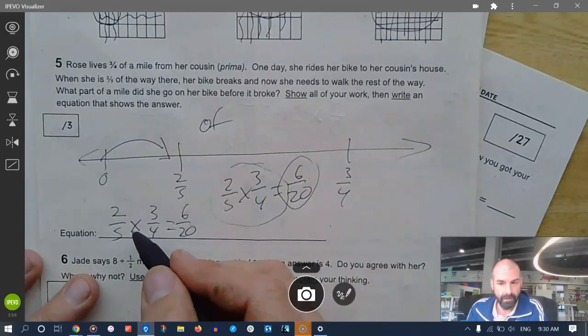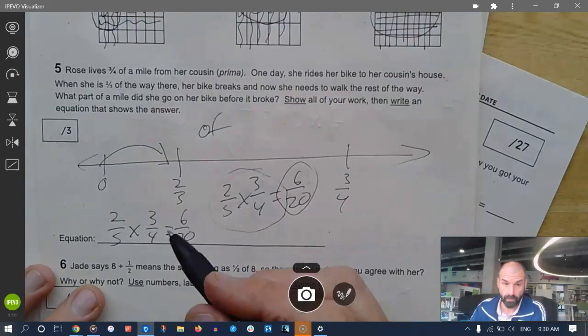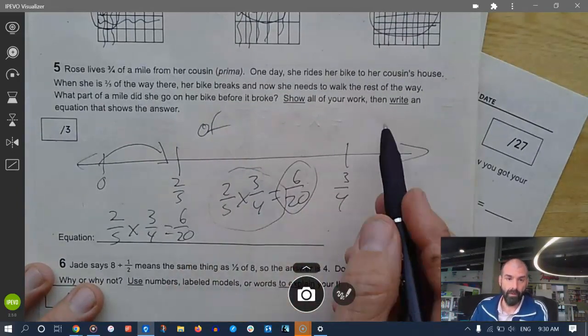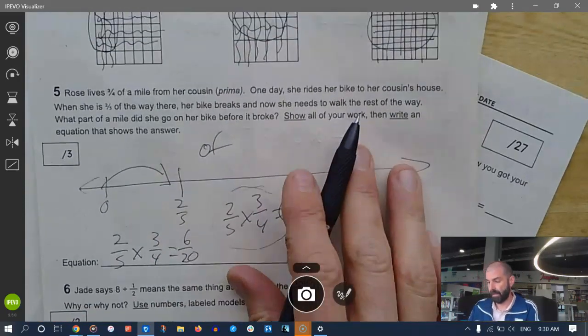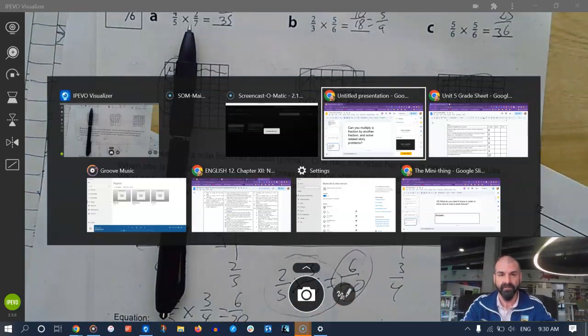If you have a division sign, that is not correct. Okay? So that's 3 points: 1 point for the correct answer, 1 point for this equation, 1 point for work that would lead to a correct answer. And so that's 9 points here, 6 and 3. 6 and 3 is 9, so let's look.